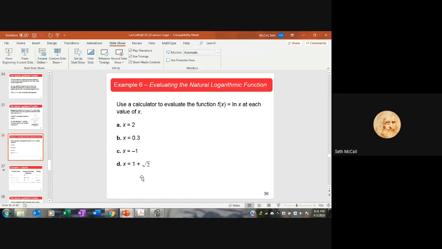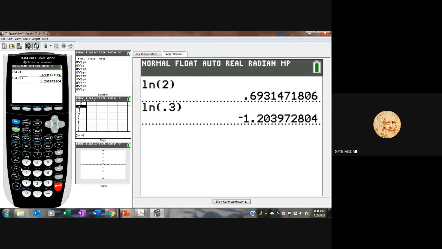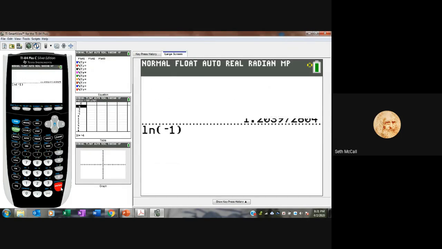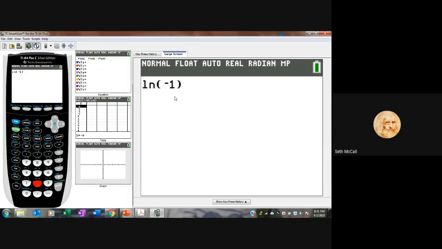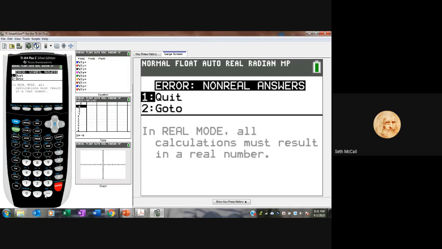Obviously, these are pretty simple. Natural log of negative 1. Type in negative 1. Anybody want to guess what's going to happen? And you get an error. It says non-real answers, and if you hit go to, it takes you there and says this is bad. So if you try to hit enter, you're just getting an error.